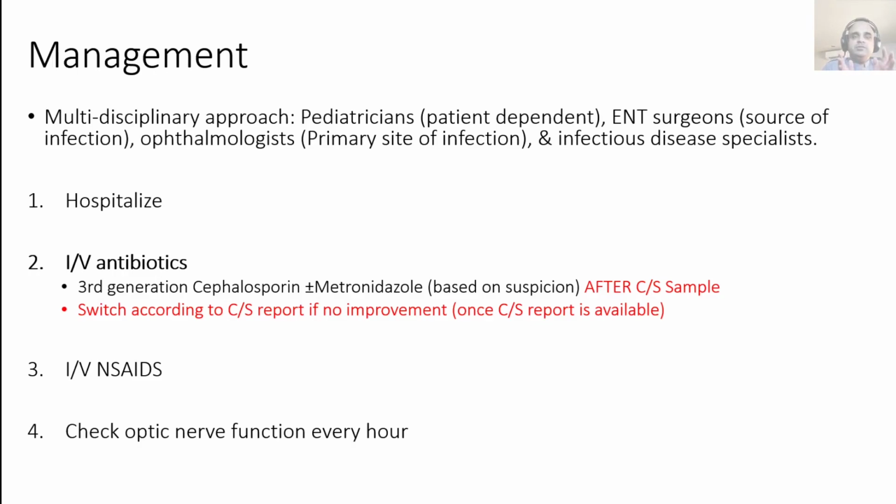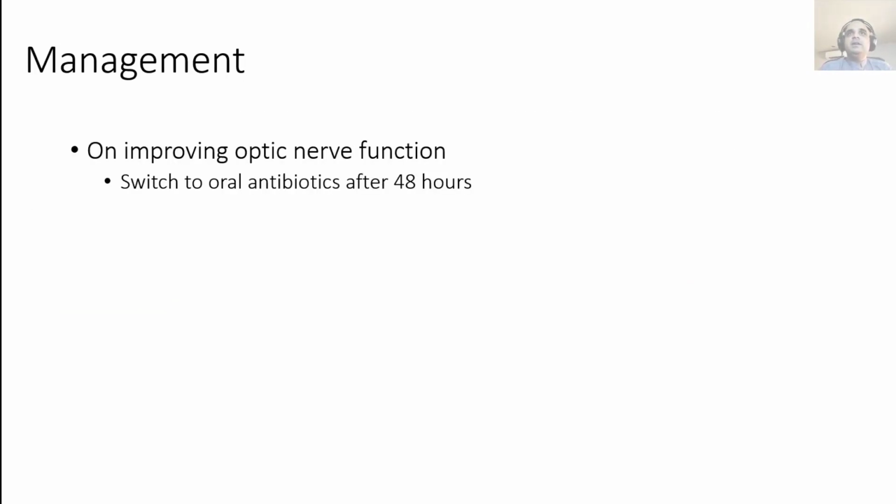And you start these as empirical after taking your culture and sensitivity, and switch according to the sensitivity if there is no improvement after the report is available. Remember, that is why we had that line drawn around the area of the inflammation visible in the child's picture that we saw. IV non-steroidals, and we check for optic nerve function, and that could be visual acuity, or if it's a child, you check for an RAPD. And if you have improvement of optic nerve function after 48 hours, you can switch to an oral antibiotic.